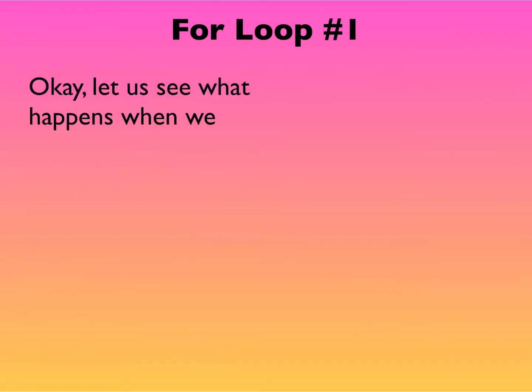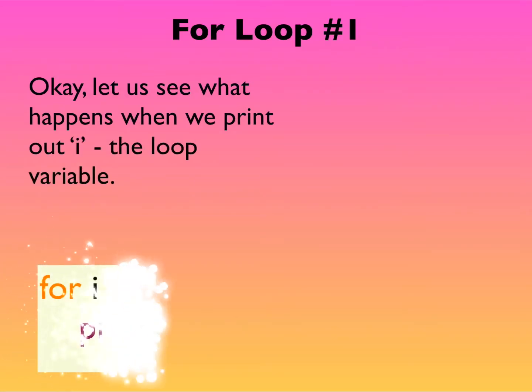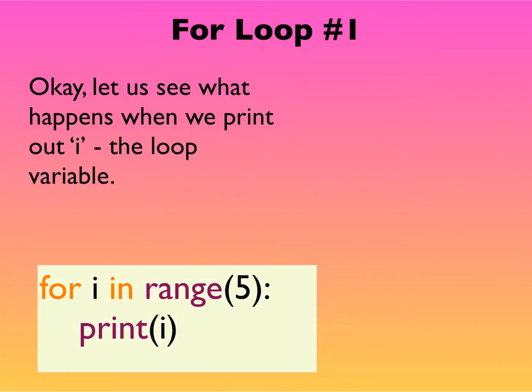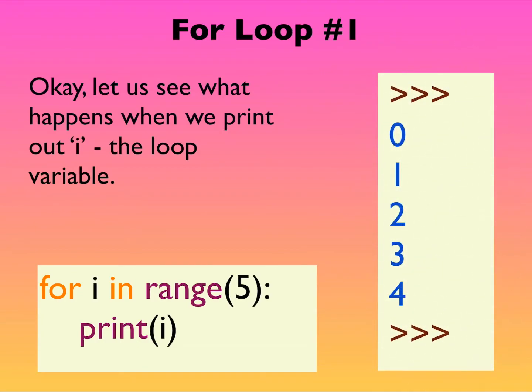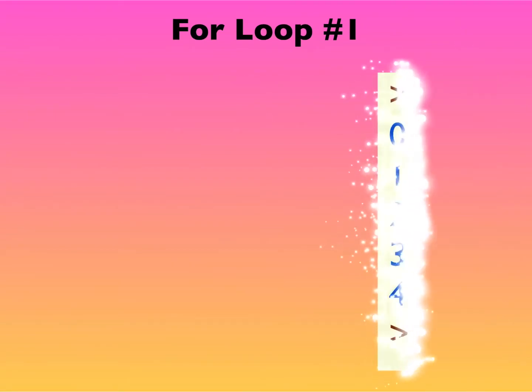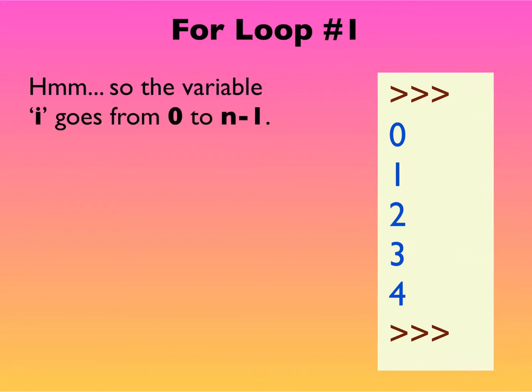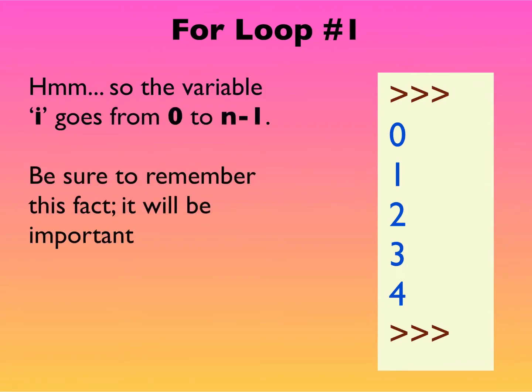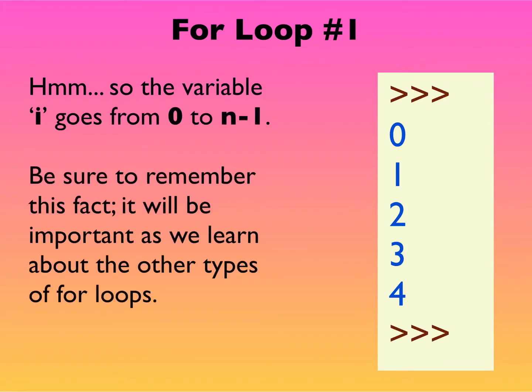Okay, let us see what happens when we print out I, the loop variable. So the variable I goes from 0 to n minus 1. Be sure to remember this fact. It will be important as we learn about the other types of for loops.